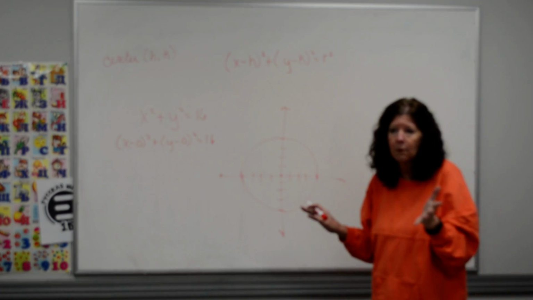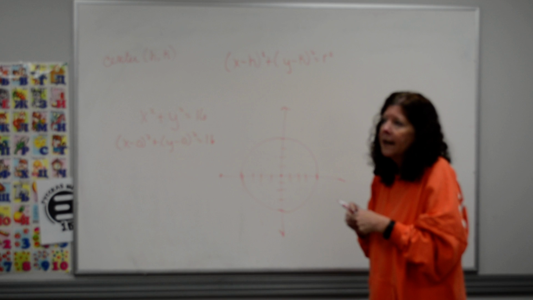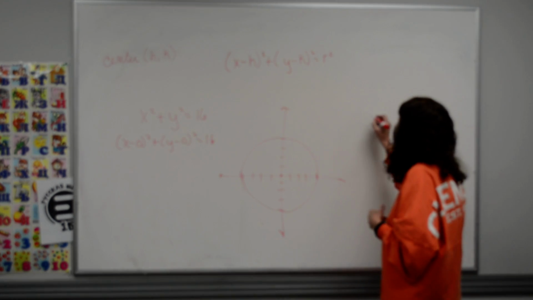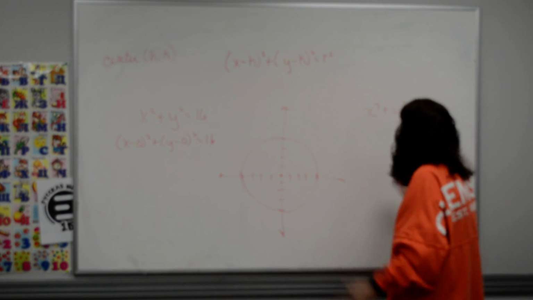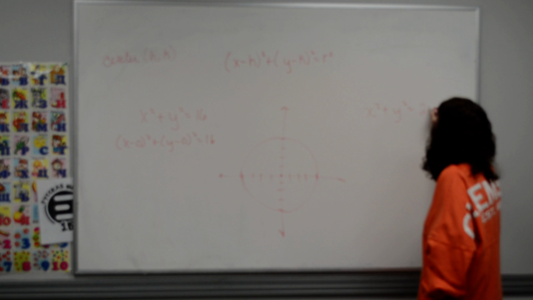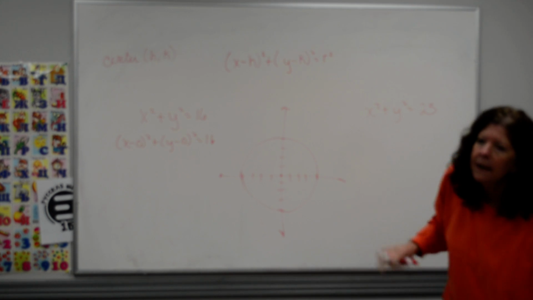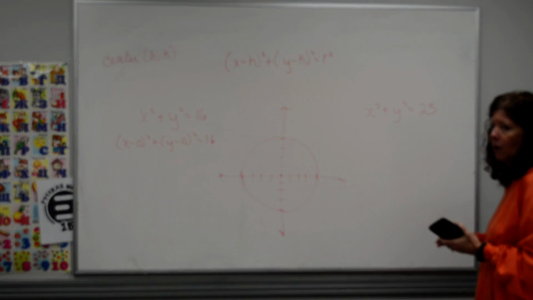So that's a very generic circle. So as long as it's in the right form, you're not going to have issues graphing it, I don't think. X squared plus y squared is equal to, let's say I have something like 23, where I can't take a whole square root of 23. Okay, are you with me so far?